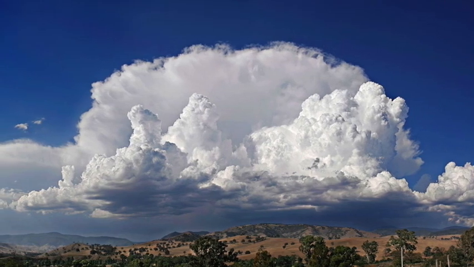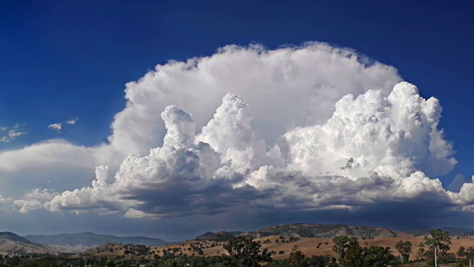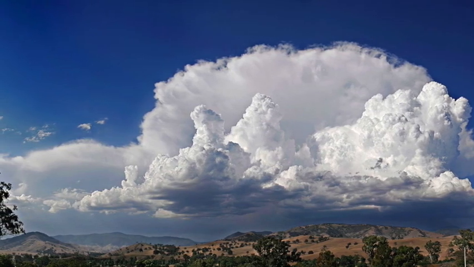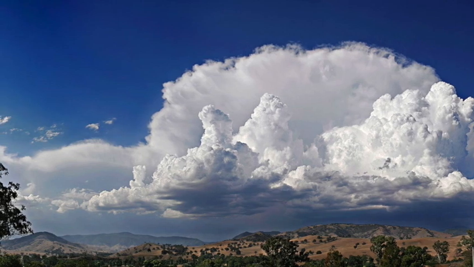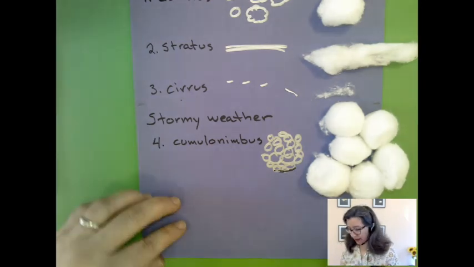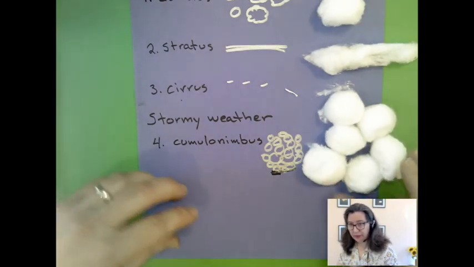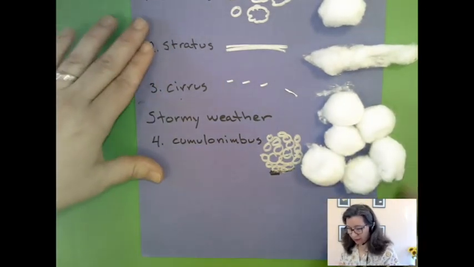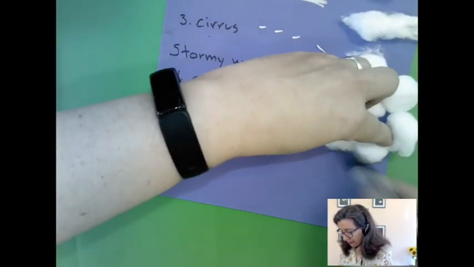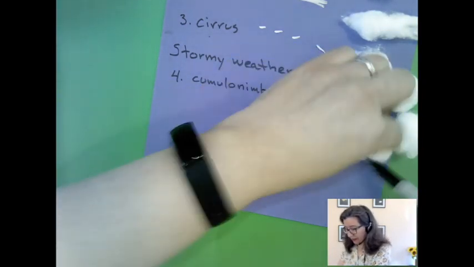If you looked at them from the side, it would be like a giant pile. And because they're so thick, they block out a lot of the sun. So if you looked at them from underneath, they would look dark. So I'm going to color mine darker because they're blocking out the sun. And if you're using cotton balls or tissue, make them dark at the bottom, because they darken the sun.